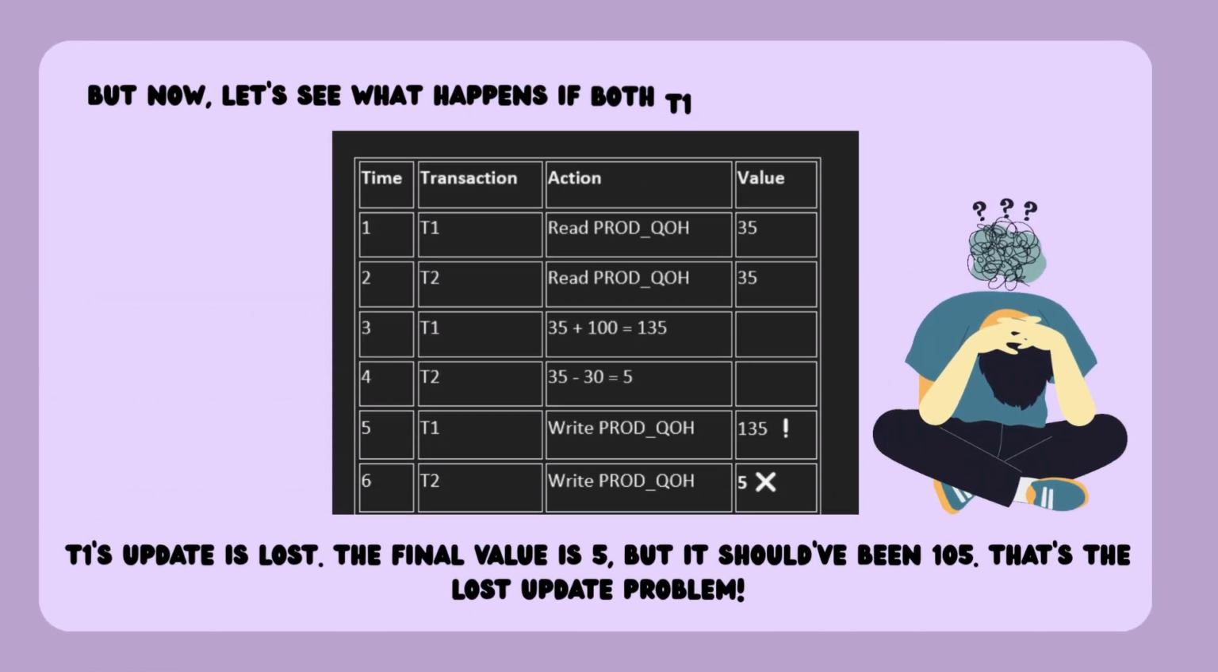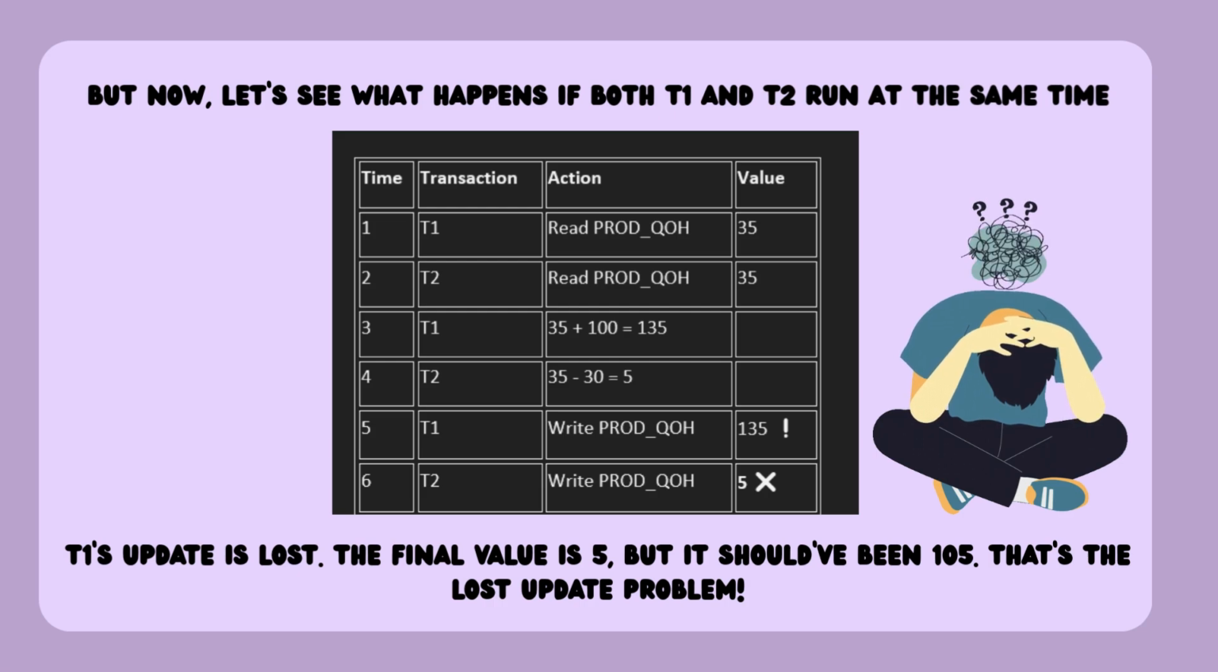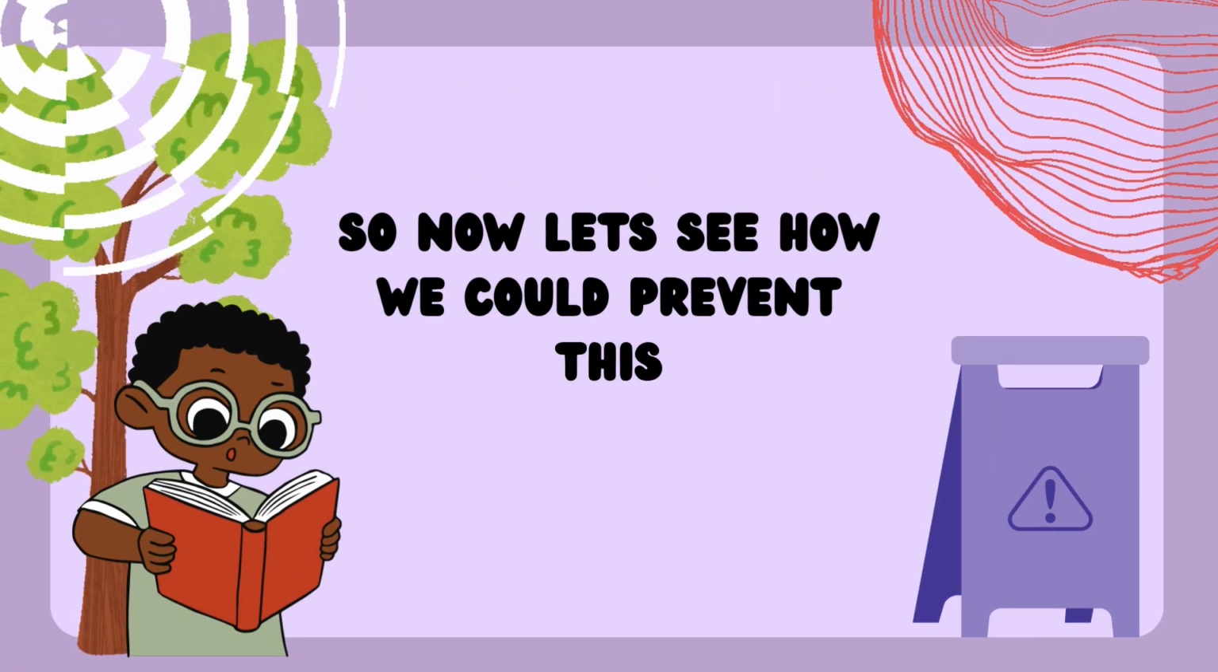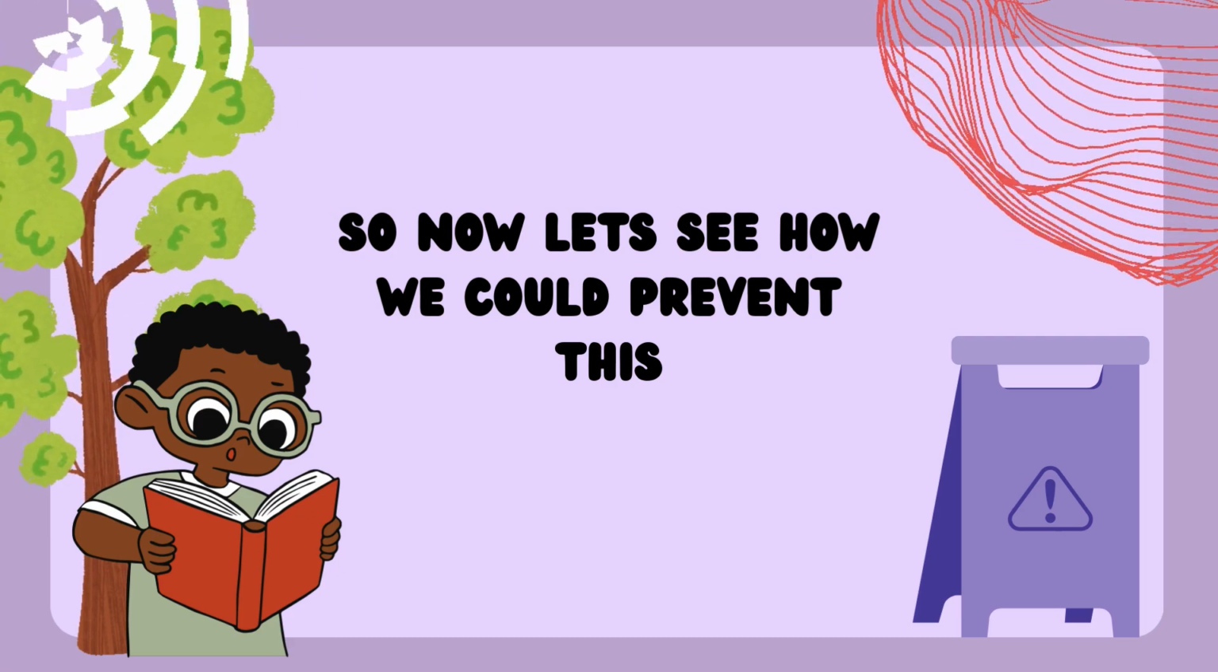But now, let's see what happens if both T1 and T2 run at the same time. T1's update is lost. The final value is 5, but it should have been 105. That's the lost update problem. So now let's see how we could prevent this.